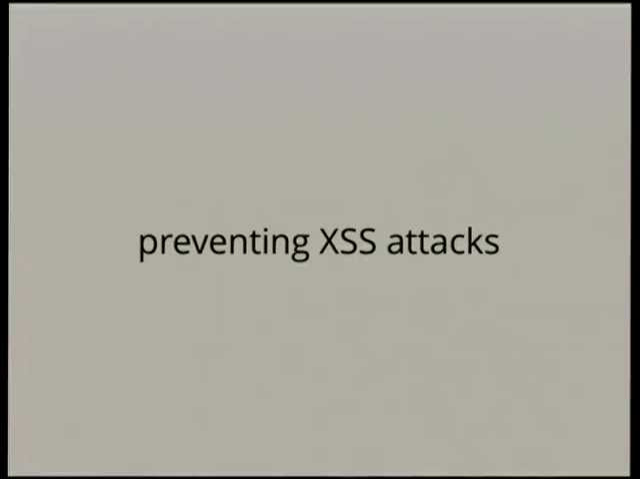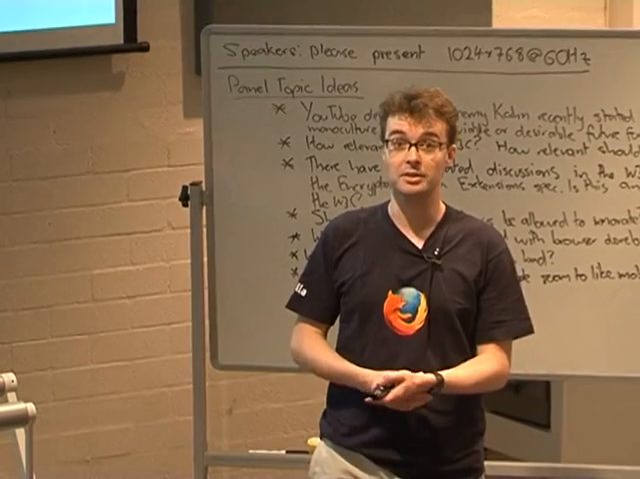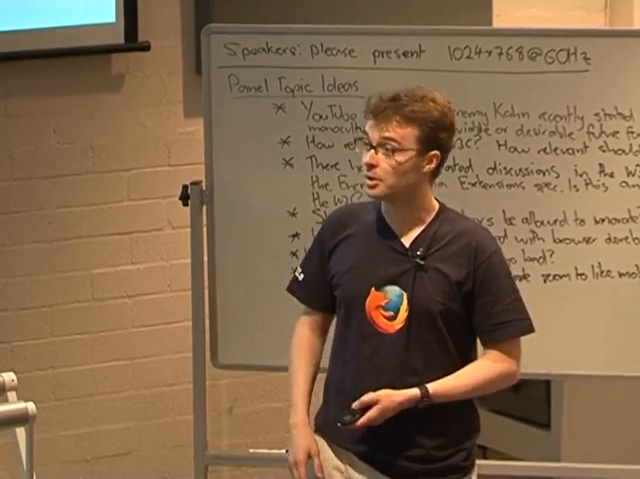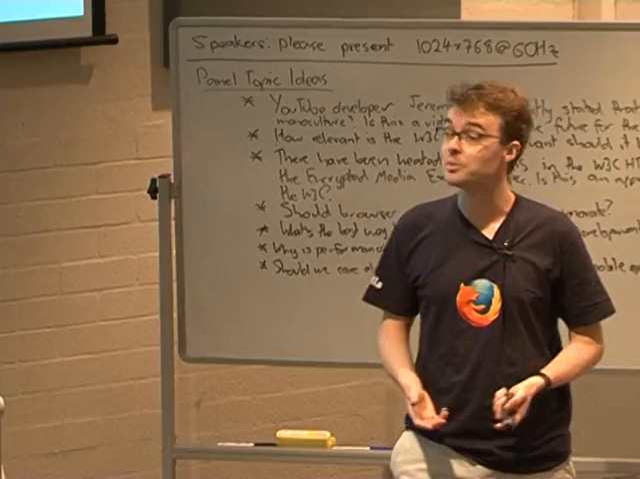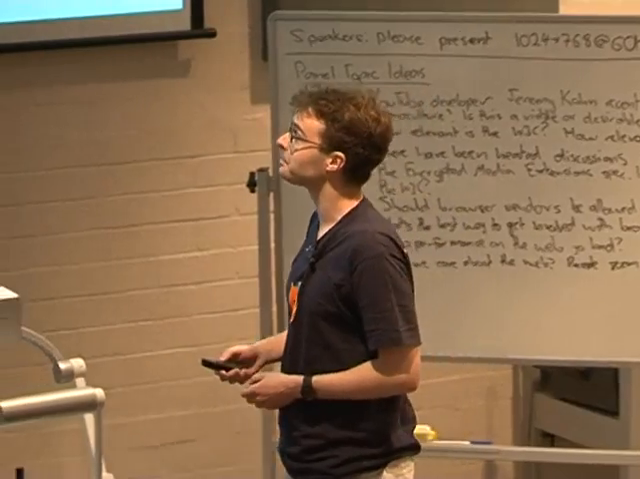Now, there are various strategies for preventing things like that from happening. The common way that people cause a cross-site scripting attack is by just putting a variable directly into the HTML that's going to be outputted to the page. So the first fix that comes to mind is to do something like this: you escape the variable before you throw it onto the HTML.